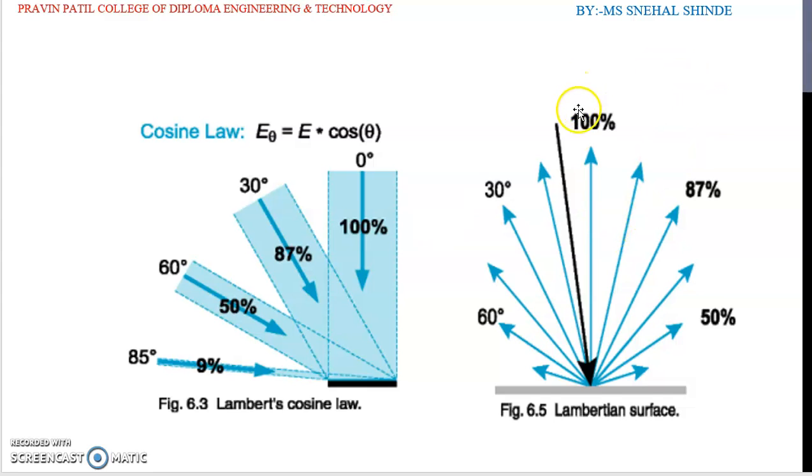Similarly here, if this is the source, here is the 100%, then this is the 50%, 60%, this is the 30%, this is the 87%. So this is the angle made between the point source and the surface plane. So these were the two laws of illumination, that is the inverse square law and Lambert's cosine law. Thank you.